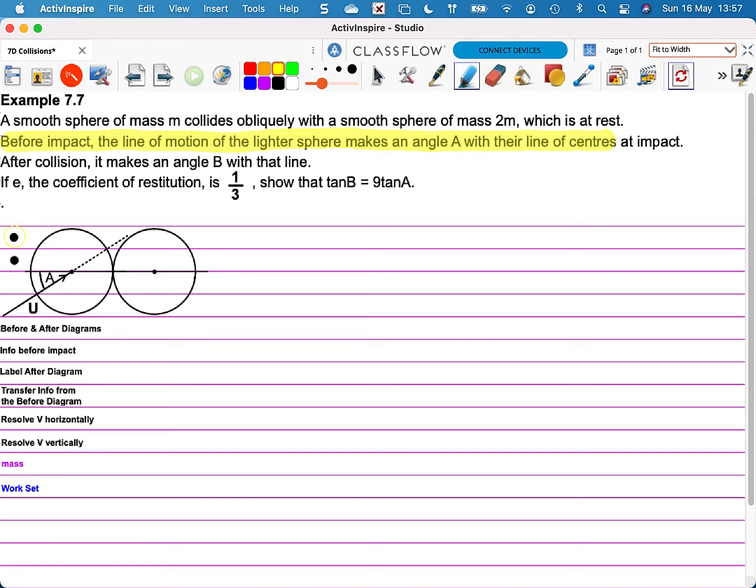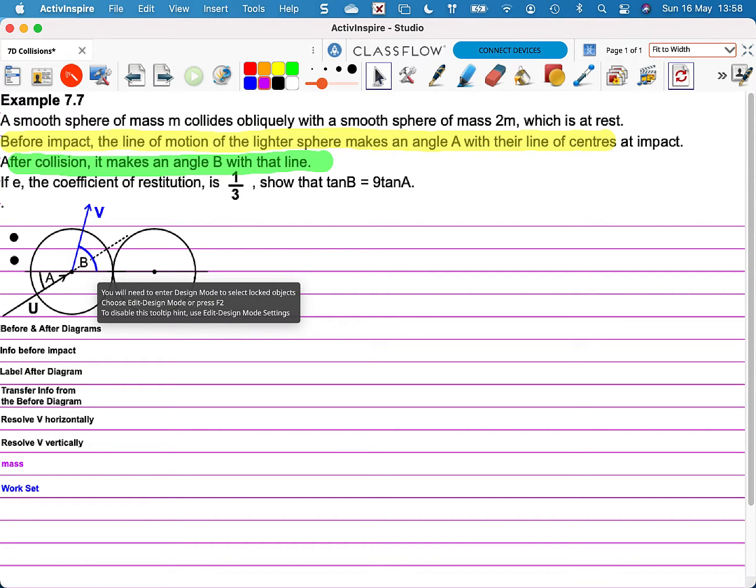Okay, the next part of this statement is that after collision, it makes an angle B with that same line of centers. So after the collision, again, we do not know what the velocity is, so we're going to call it v. And in the diagram, it is making an angle B with the line of centers. Okay.